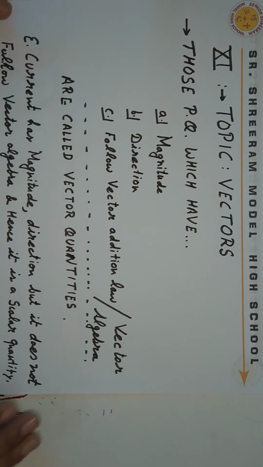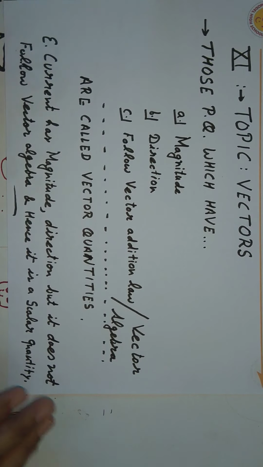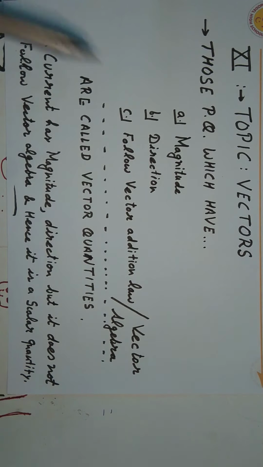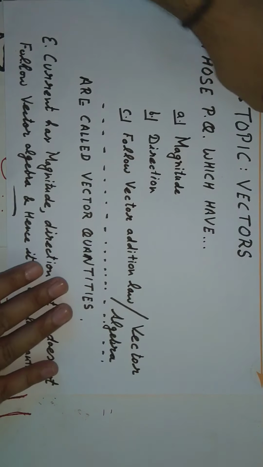We take an example of electric current. Electric current has magnitude and direction, but it does not follow vector algebra. Hence, it is a scalar physical quantity, not a vector quantity. So, to be a vector, a physical quantity must have magnitude, have direction, and must follow the vector addition law. Okay, so far so good.